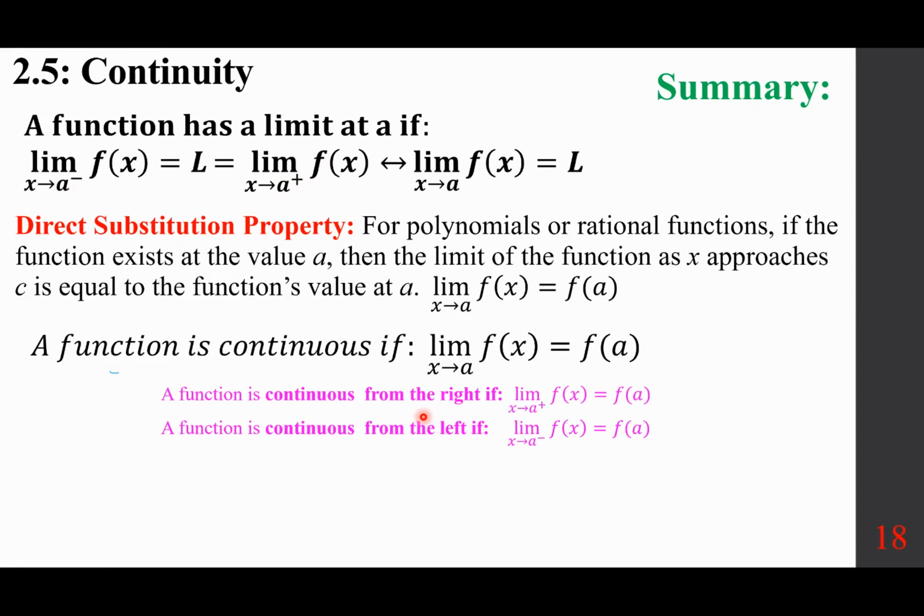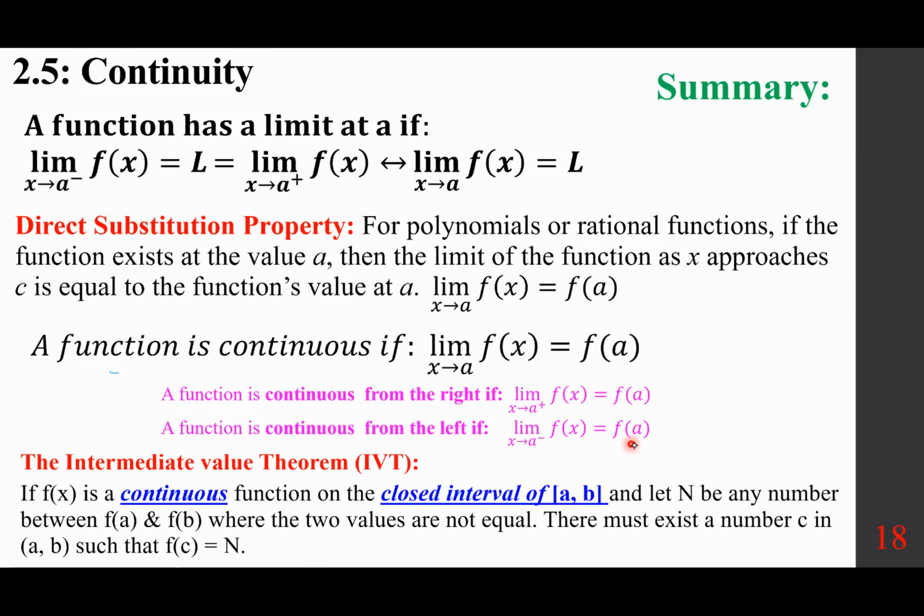So a function is continuous from the right if the limit of f of x as x approaches a from the right is f of a, and it's continuous from the left if the limit of f of x as x approaches a from the left is f of a. So when the function is discontinuous, it is possible that it's continuous from one side as long as the limit of that side is equal to f of a.